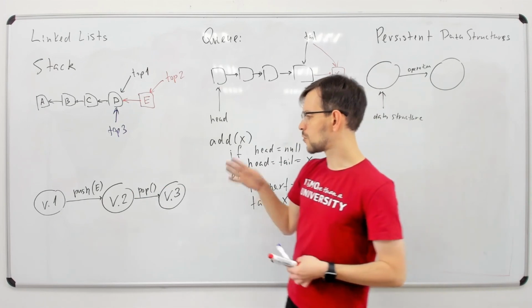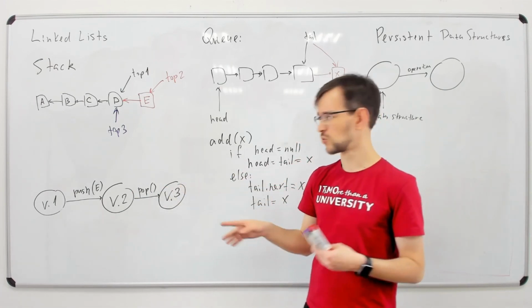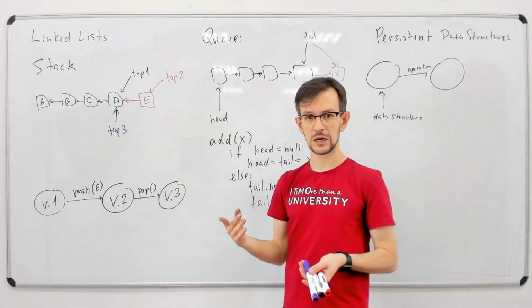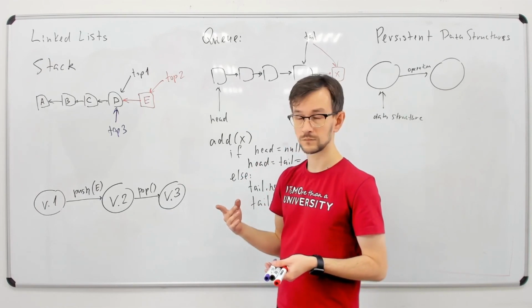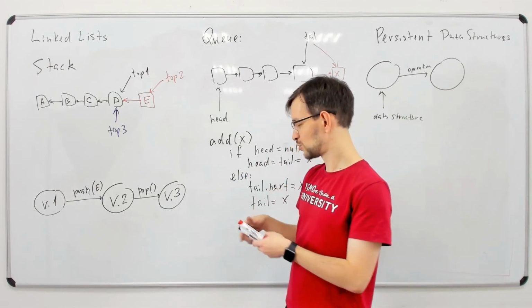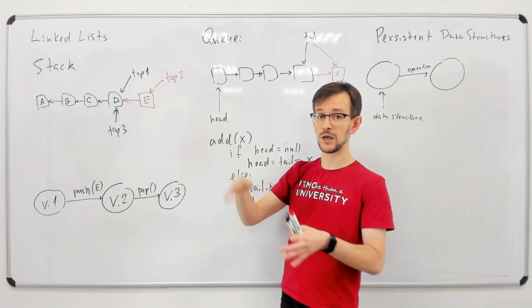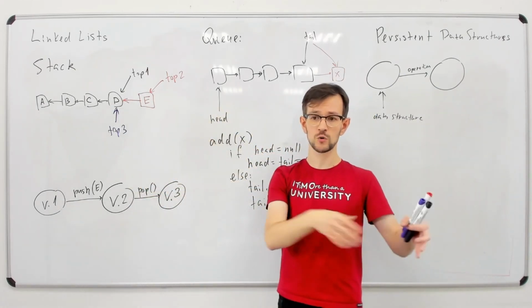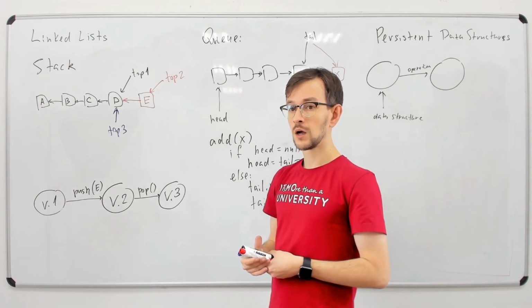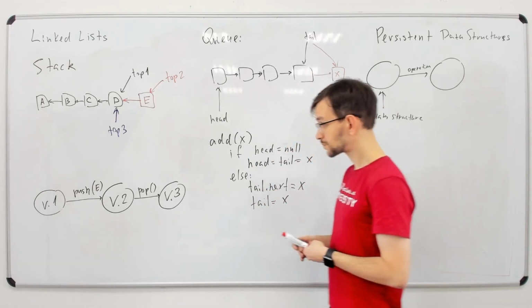For example, if you know that in the future you will need access to this version 2 of the stack, you just save the pointer to this element top 2 for the future. And then in the future, when you need to access this version, you go back. How to access version 2?